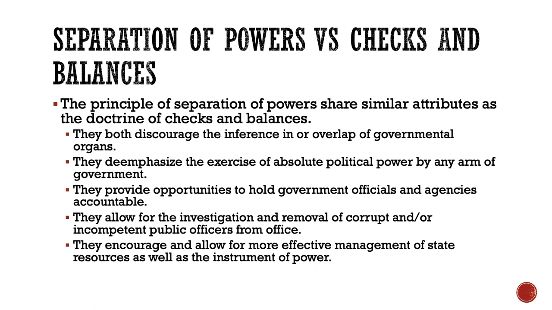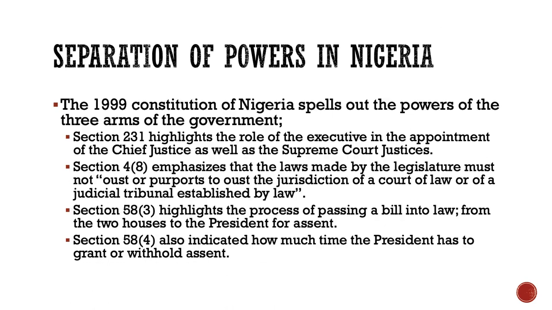So you find that checks and balances as a doctrine, as well as separation of power, more or less drive towards the same objective, which is to ensure that power is exercised within the context of the rules and regulations that exist within the state, to ensure that individuals are not arbitrary, are not supreme to the state or to the rest of the other people within society.